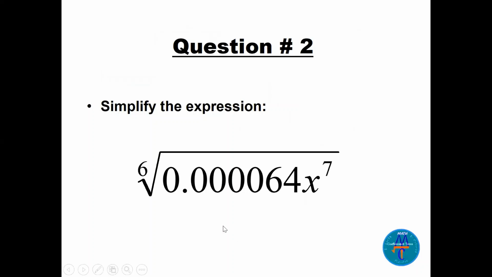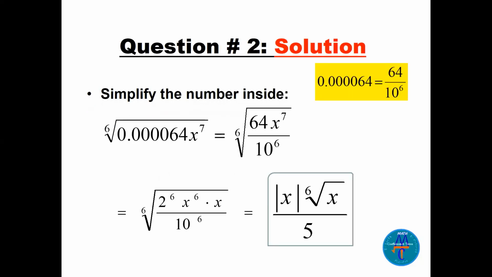6th root of 0.000064 x to the power 7. Remember here, there is no condition on this x. So we don't know if x is positive or negative. Now the answer here, just look at the number first. 0.000064 is 64 divided by 1,000,000, 10 to the power 6. So I can write the question as 64 x to the power 7 over 10 to the power 6.